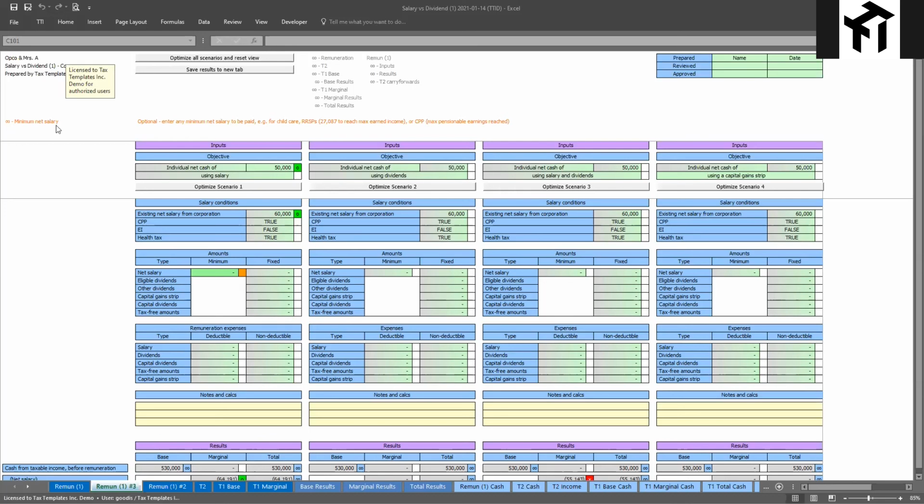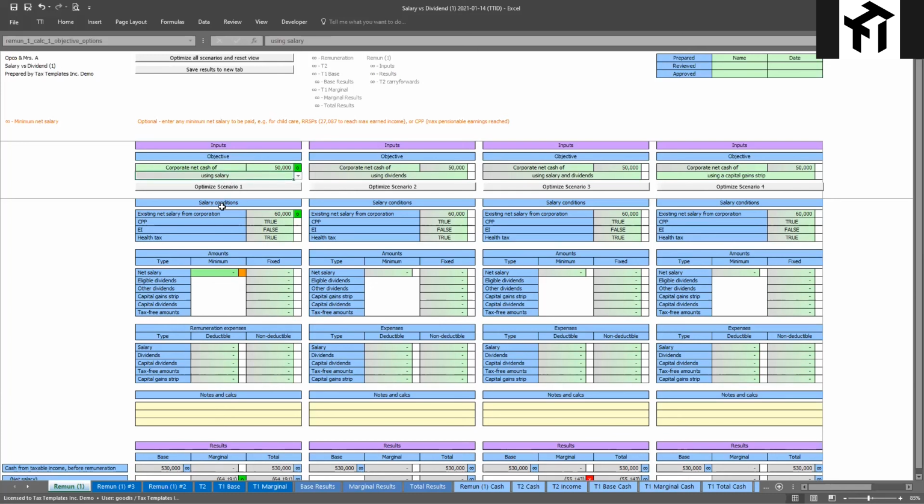Okay, a question regarding optimizing corporate cash. At the very top here, we have two options. We can either optimize individual net cash, or we can optimize corporate net cash. If we want to do corporate net cash, we just have to choose corporate net cash from the drop-down menu. And in this case, we can say we're looking to withdraw $50,000 from the corporation. And again, in this case, it's just salary.